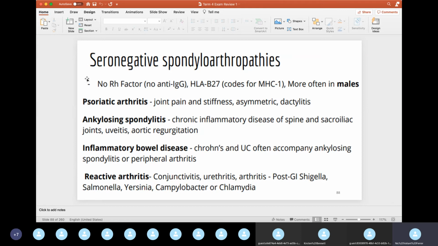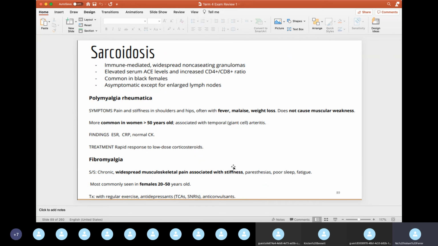So there are different kinds: psoriatic, ankylosing spondylitis. This is a bamboo spine. Think about this: inflammatory bowel disease due to Crohn's and ulcerative colitis. Reactive arthritis, this is due to infection. Specifically, if in the vignette it's a young male or female and they have arthritis, conjunctivitis, urethritis, think about sexual disease. It's most commonly chlamydia and gonorrhea, right? Reactive arthritis.